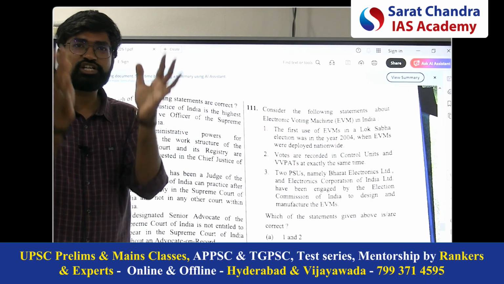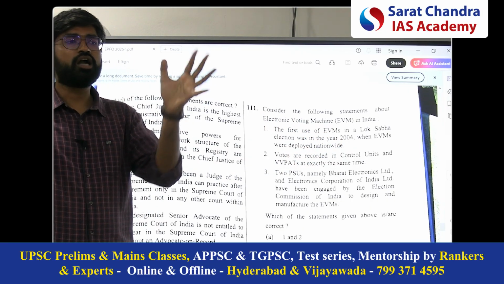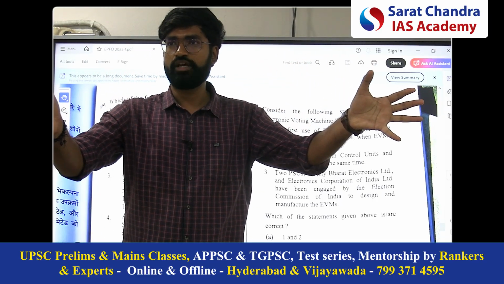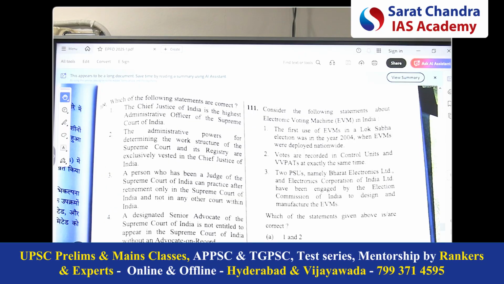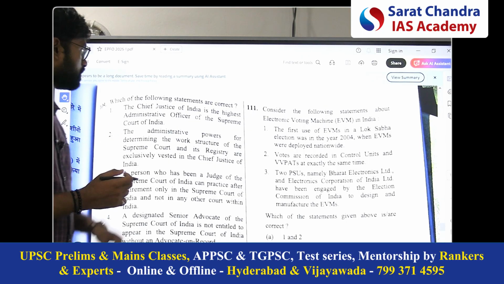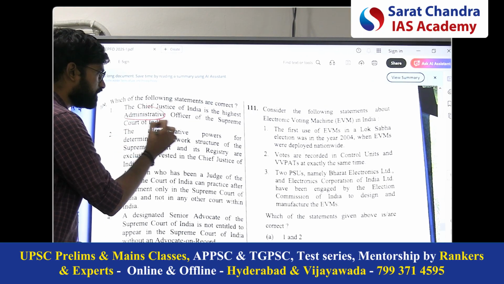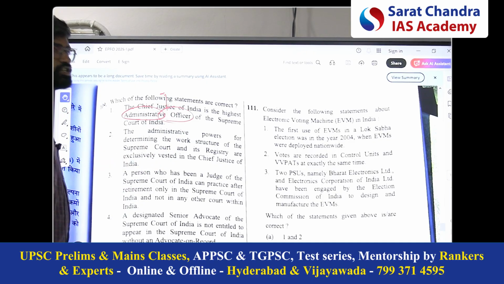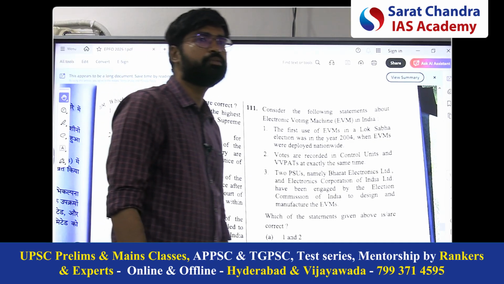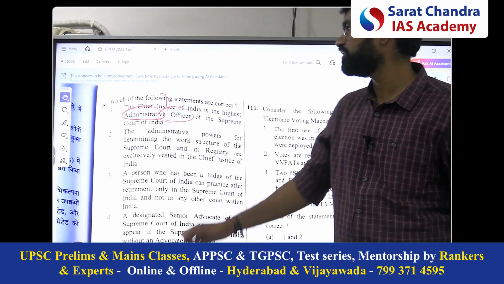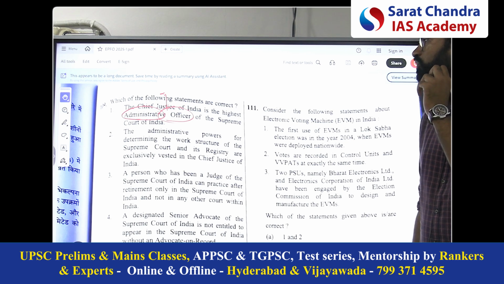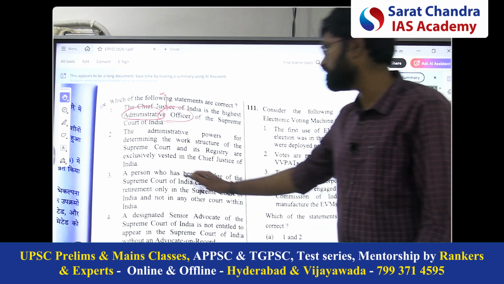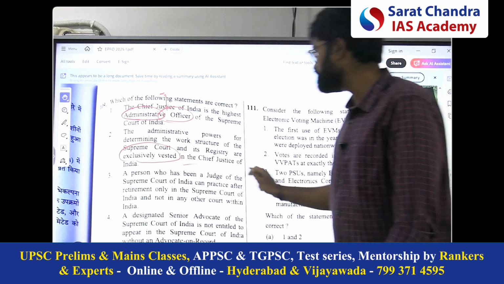Just like that, in the judiciary also the executive is different and the judiciary is different. The executive looks after the daily paperwork and daily things. So that's why the Chief Justice of India is not an administrative officer. There is a Secretary General in the Supreme Court who acts as the executive administrative officer. Then look at the second: the administrative powers for determining the work structure of the Supreme Court and its registry are exclusively vested with the Chief Justice of India.